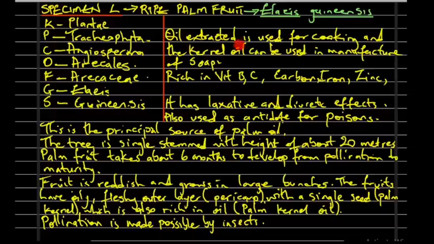Now, the oil that is extracted from it can be used for so many things, particularly for cooking. Even the kernel oil is used for cooking, and it can also be used in the production of soaps. This oil is rich in vitamins B and C. It has a high amount of carbon, iron, and zinc in it. It also has laxative and diuretic effects. It helps in the treatment of diabetes. It is also used as an antidote for poisons.